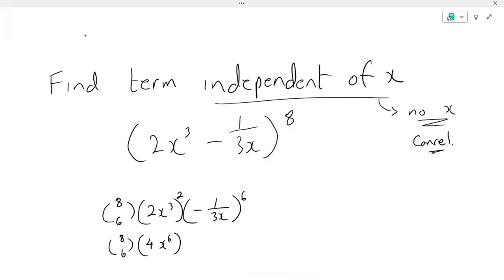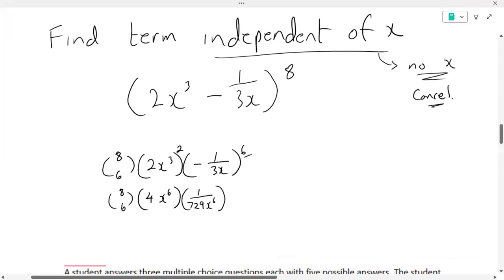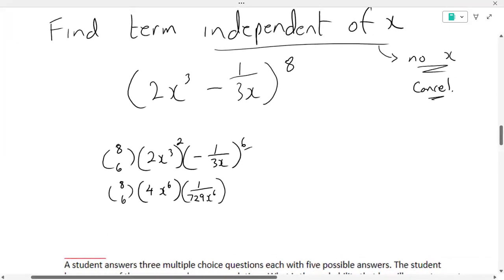Now, because this is an even power, the minus is going to be gone. So it's just going to be 1 to the power of 6 is 1. Now, 3 to the power of 6, we do need to work that out. That's 729. And I have x to the power of 6. We might actually just work out 8 choose 6 as well. So that's 28. So I'm going to put that over 1, just my usual. If something is a fraction, I generally put everything as a fraction.